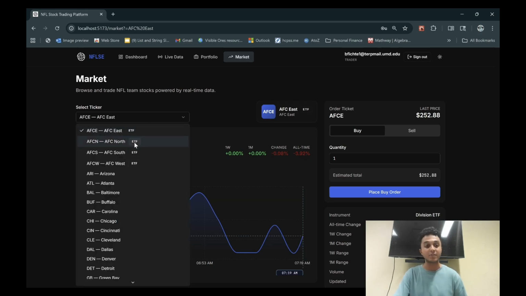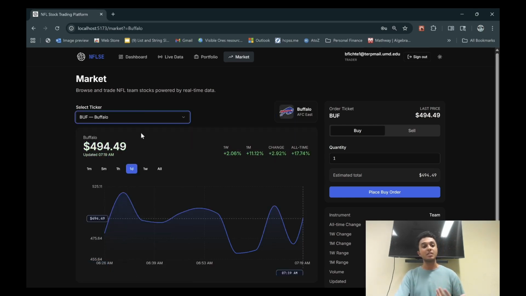We can see here that we have a bunch of different teams. We have 8 different ETFs representing the divisions, and then we have 32 different teams. And it makes sense. When we look at a team like the Buffalo Bills, for example, they have a very high price because they have a high probability of making the playoffs and therefore a high payoff. So the price to buy, to invest in that team is naturally going to be very high.